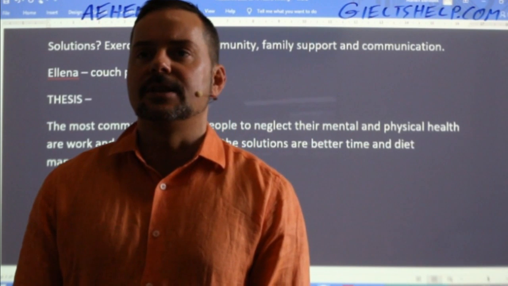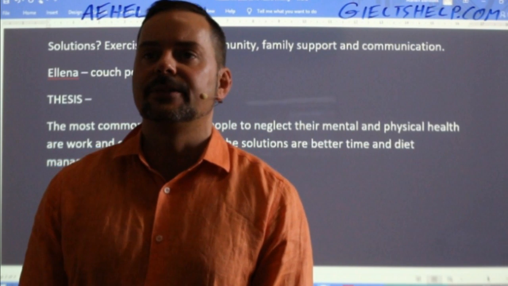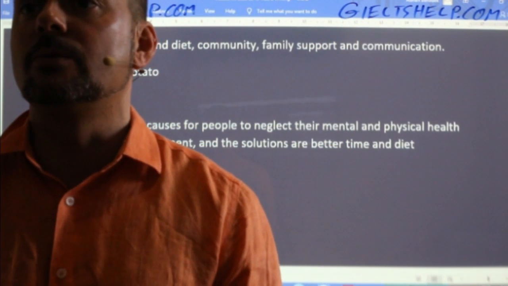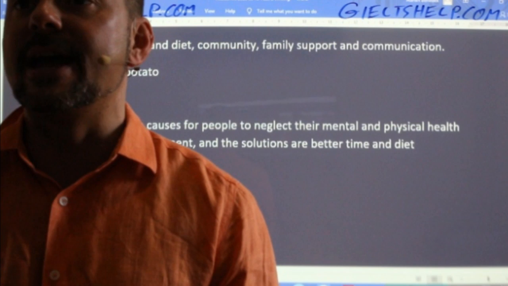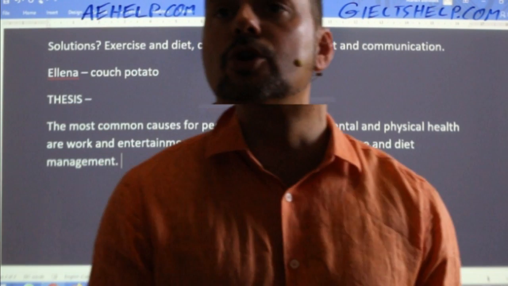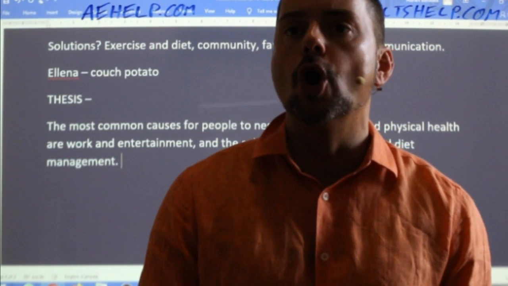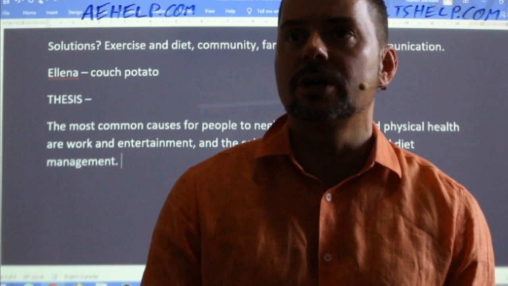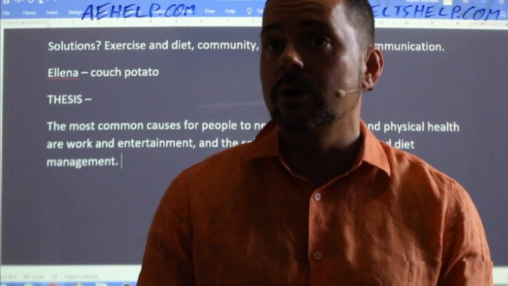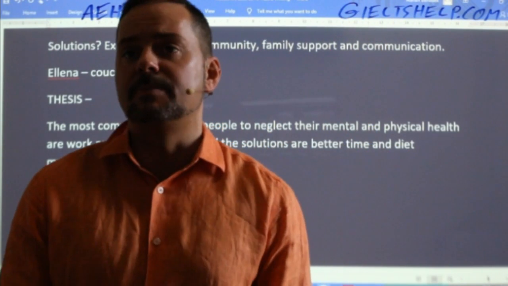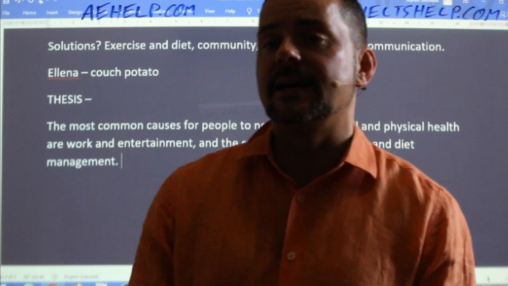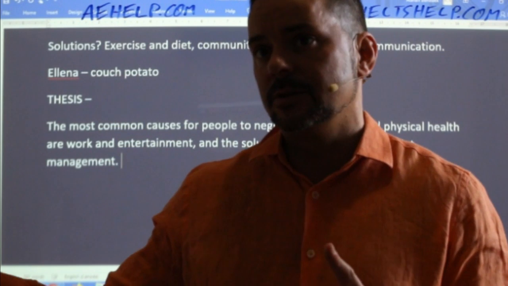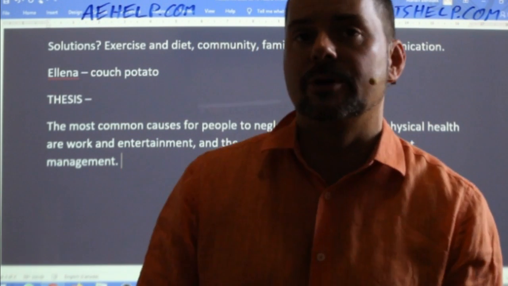Roshni says, the origins of people neglecting their mental and physical health are either being too busy in work or with entertainment. Roshni, too busy, T-O-O, not T-O, T-O-O. Too busy with work and entertainment. That works, Roshni, as a parallel grammar, even though you retracted that, because too busy with work, too busy with entertainment. Okay, so that is parallel grammar.